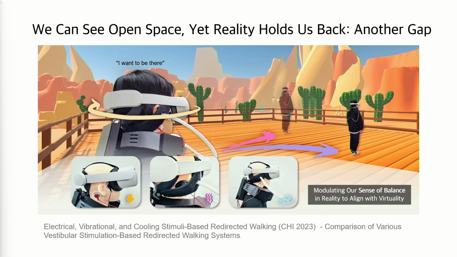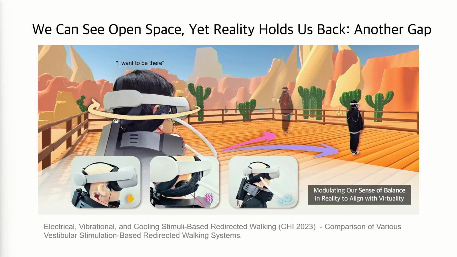There is another gap. When we are in virtual reality, we can see open spaces. Actually, we can create any spaces. However, the reality holds us back. It means if there is some physical object in front of me, such as chairs or desks or any physical object, then it interrupts my experience interacting with the virtual space.